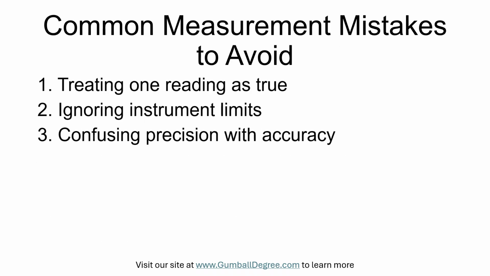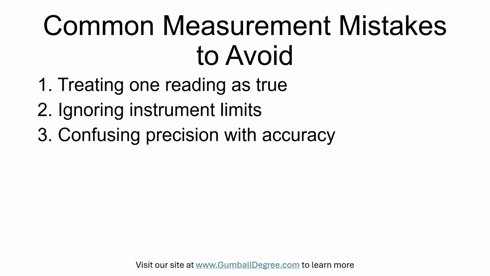Students often think one reading is the true value, so remind them that one measurement is just one sample and repeated readings give a better picture. Encourage taking several measurements and reporting an average with an uncertainty. Another mistake is ignoring the tool limits, so teach them to note the smallest scale division and use that to decide how many significant figures to report.